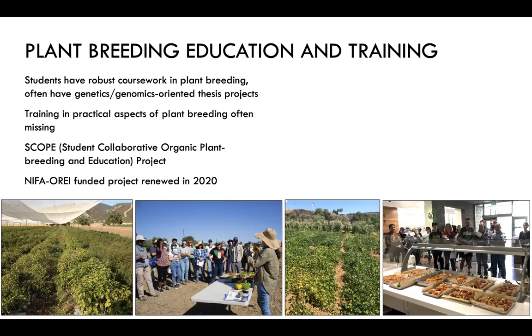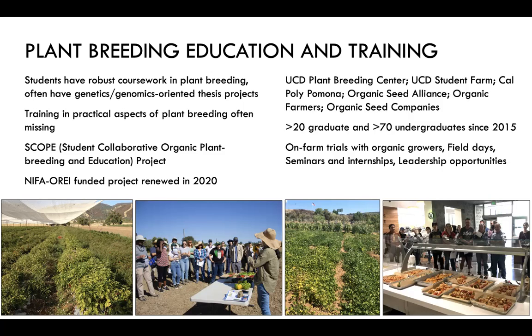So I had this idea a few years ago to start a project where we would have students develop small breeding projects in different vegetables themselves, and kind of run a program themselves with some oversight by faculty. And we called this program SCOPE, for the Student Collaborative Organic Plant Breeding and Education Project. It was funded by the OREI program. We just had it renewed last year. This is a collaborative effort between the Plant Breeding Center, the Student Farm, Cal Poly Pomona, the Organic Seed Alliance, organic farmers in Northern California and elsewhere, and organic seed companies in Northern California and elsewhere as well.